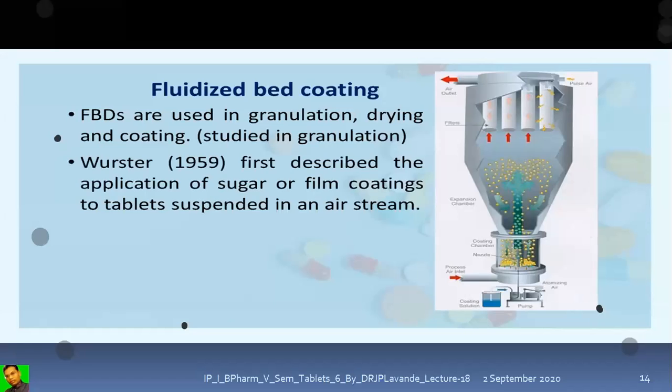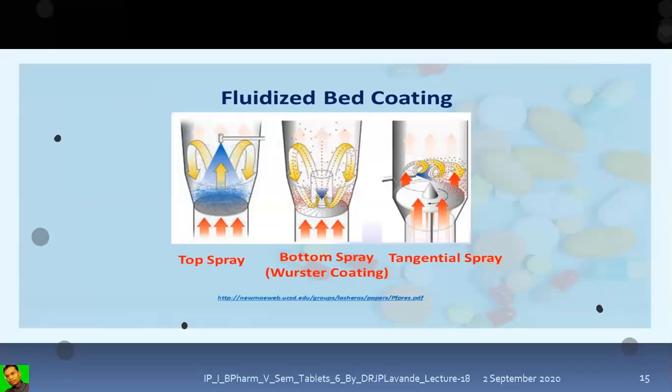This is the particular Wurster method. The scientist Wurster identified and described this method in 1959. He first described the application of sugar and film coating to tablets suspended in an air stream. The tablets are suspended in the air stream, the air is injected, and at the same time the coating solution is applied, so it gets coated onto the tablet.